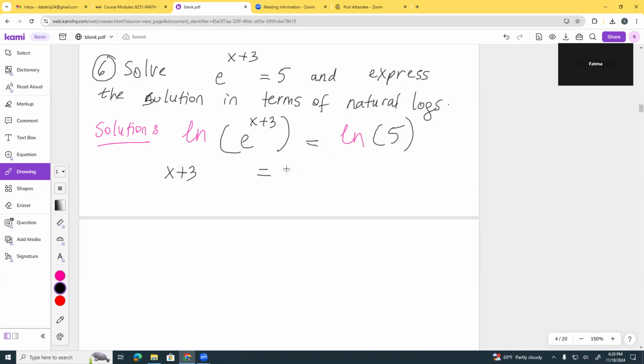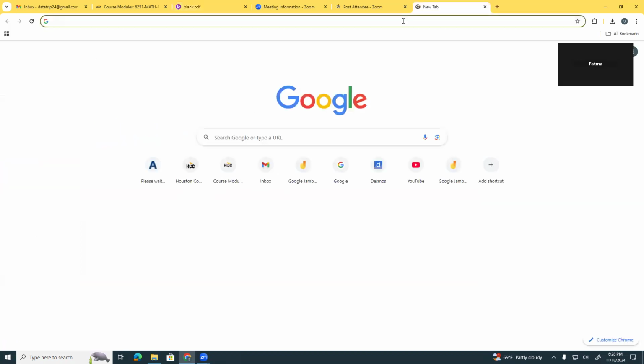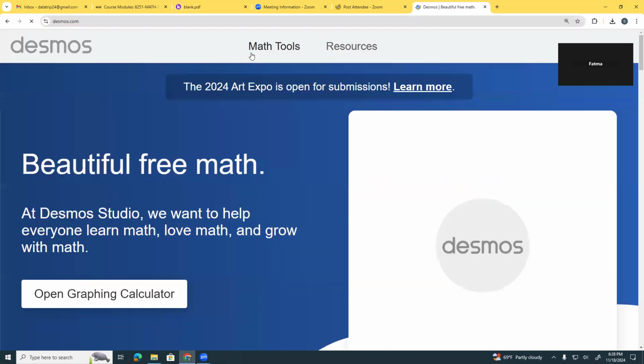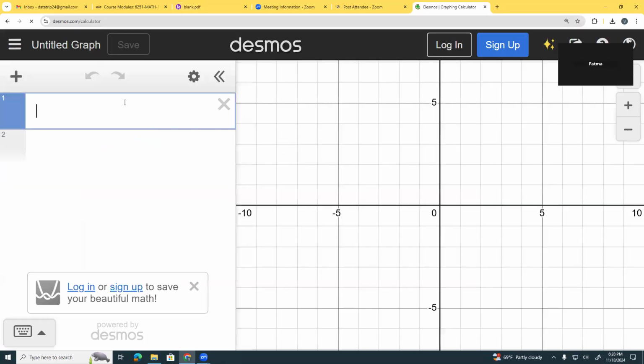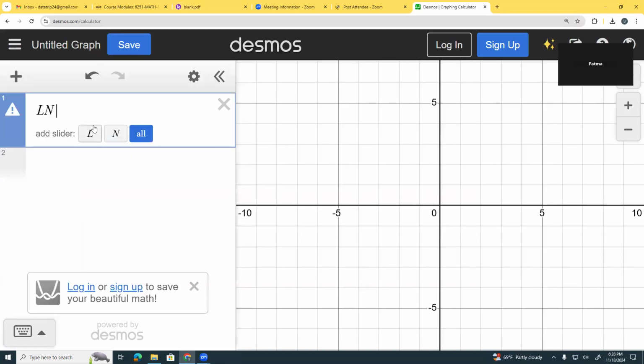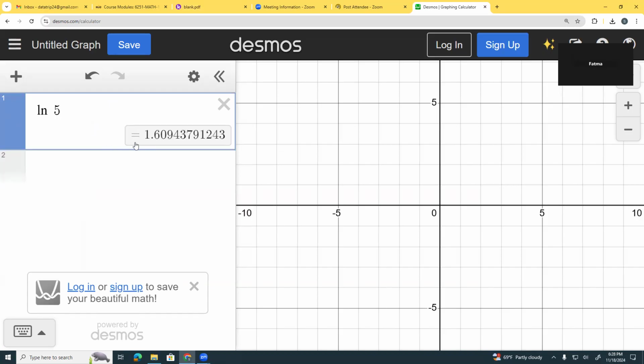On the right side, ln 5 is an expression only a calculator knows the value of. If you're curious how scary that decimal number is, we can ask Desmos what ln 5 is. We will not need to find its value, but I'm just going to show you ln 5 is only calculated by a calculator.